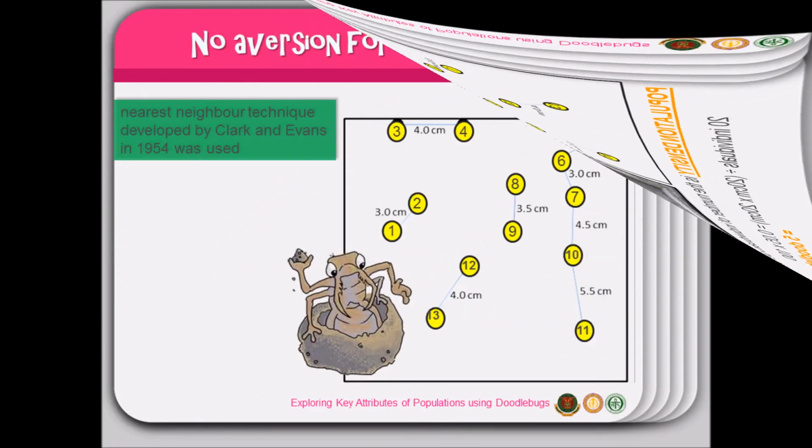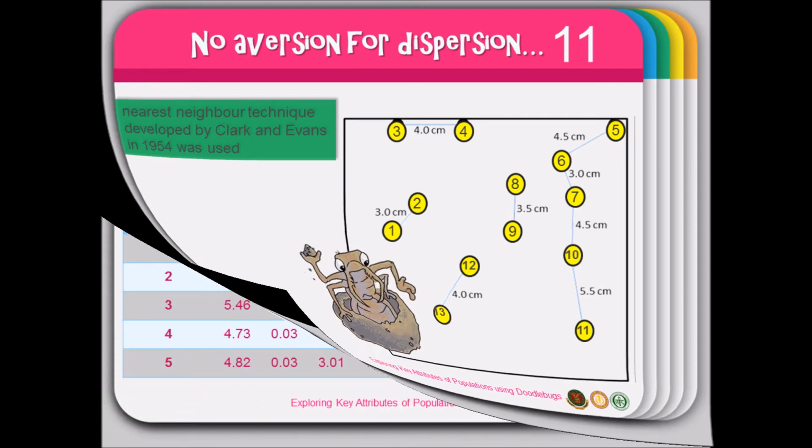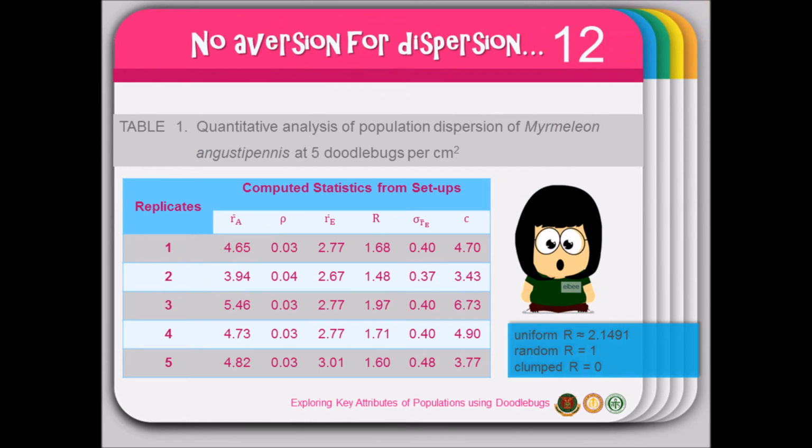Now that we have size and density covered, our next task is to identify the type of dispersion that this species exhibits. We can use the nearest neighbor technique developed by Clark and Evans in 1954. For each of the 13 doodlebugs, identify the nearest doodlebug and measure their distance from one another. The full details of the procedure for computing dispersion are indicated in your assigned reading. Shown here are sample values of computed statistics of 5 replicates similar to the 20 by 20 setup established.